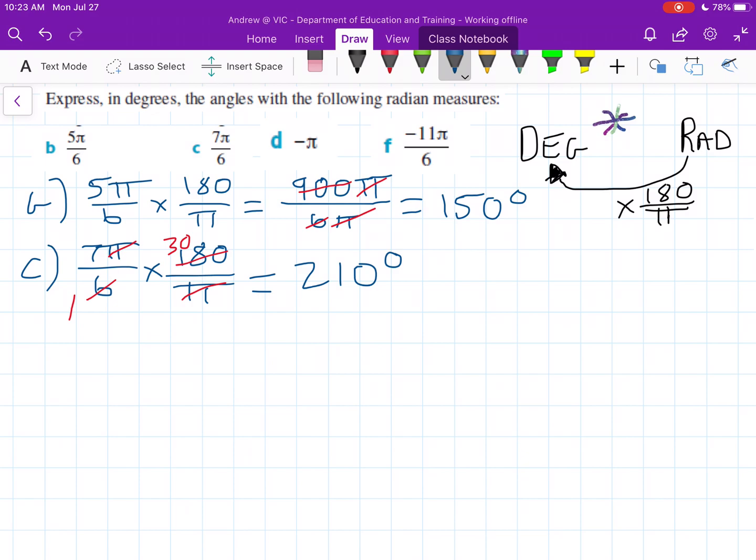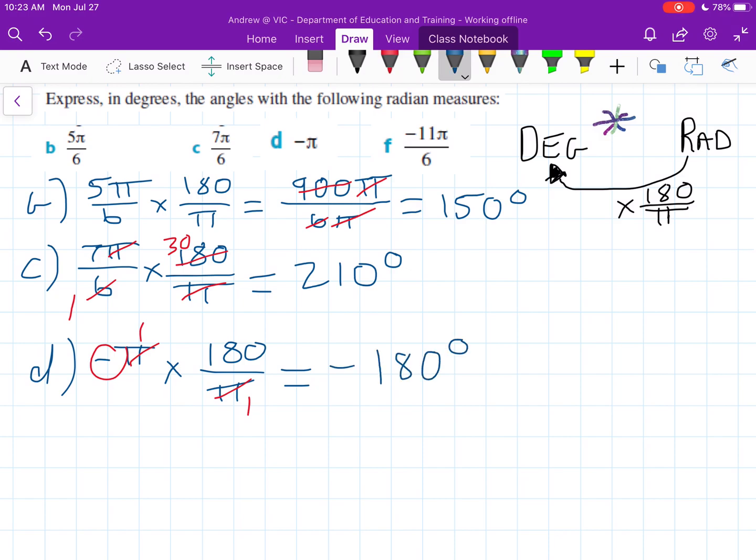We'll get into the negative examples now. So if we have negative pi, we just multiply this by the same 180 on pi. And here your pi's cancel out. Just remember to keep the negative here. So it's essentially negative 1 times 180 over 1. So negative 1 times 180. So this gives us negative 180 degrees.